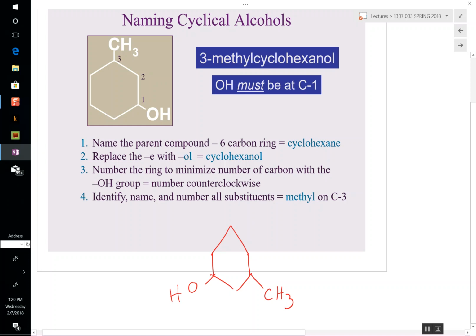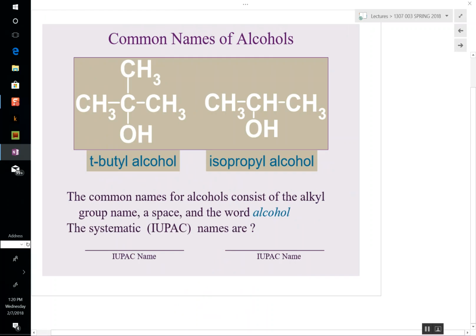Doesn't matter how it's drawn. You don't count clockwise to get over here. You count the shortest distance. The shortest, the smallest number. Right. You want to have the smallest number in the final name, and so that's 3-methyl-cyclohexanol. We will get to 2 OHs here in a minute, and how we handle 2 OHs.